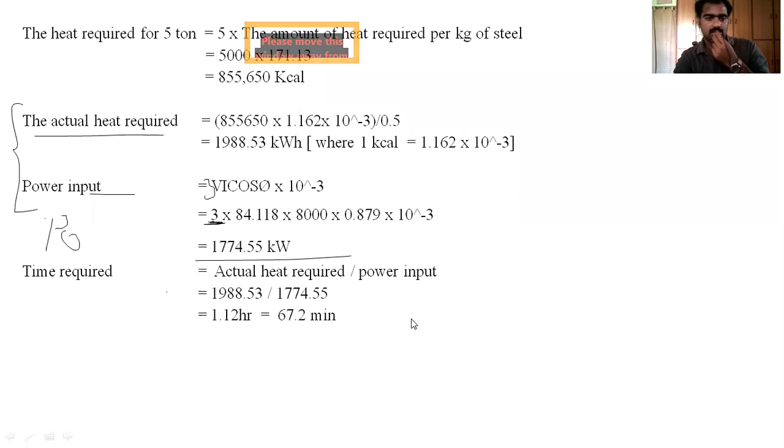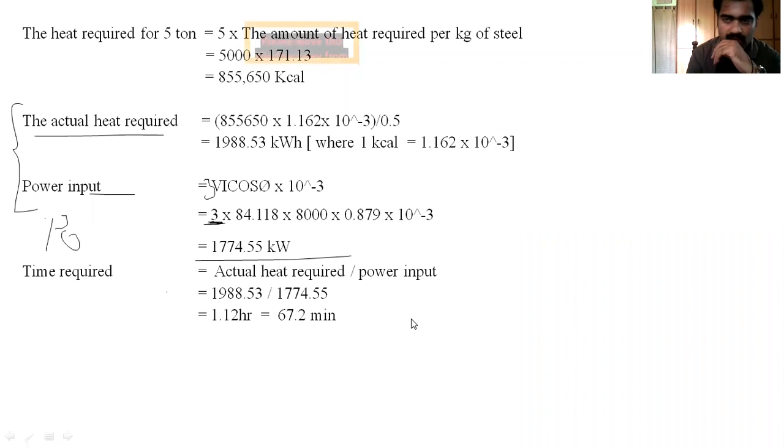So we can easily say that 1 hour is nothing but 60 minutes. So by converting these hours into minutes, the final time required is 67.2 minutes, or 1 hour 12 minutes, that we require to melt the given material at the heat of 1988.53 kilowatt hour.